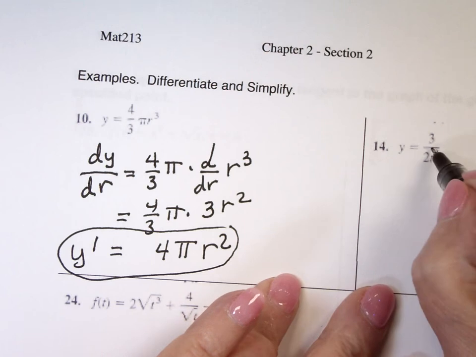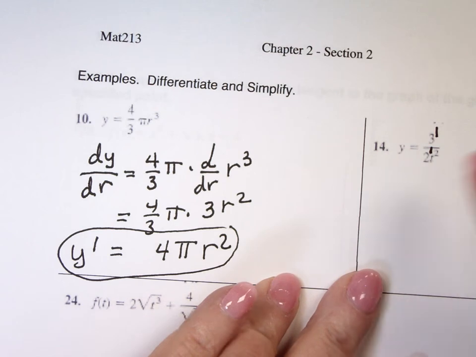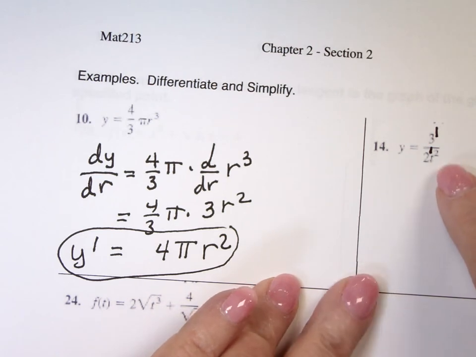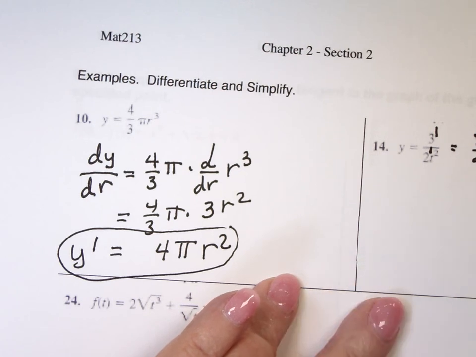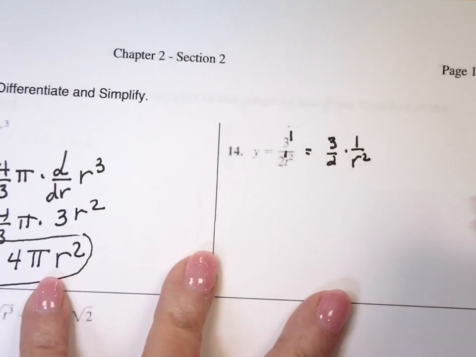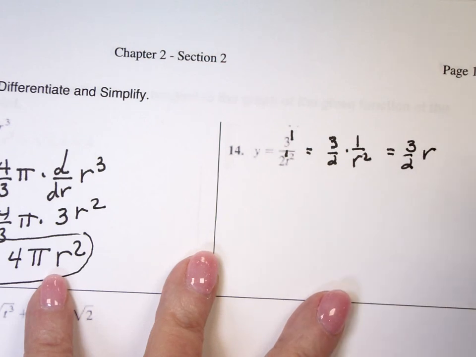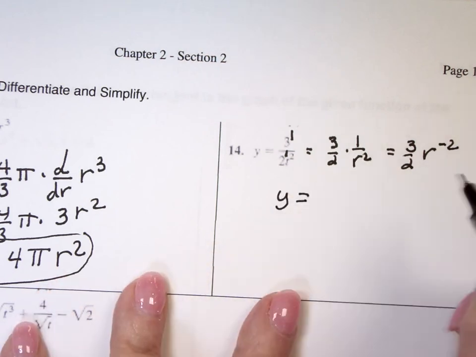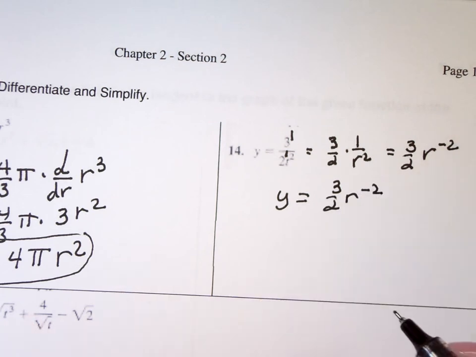Now if you notice, 2 has an exponent of 1, 3 has an exponent of 1. They're positive exponents. I can't use power rule with this guy down here in the denominator. I'm going to have to rewrite him as 3 over 2 times 1 over r squared, which is 3 over 2 r to what power? Negative 2. Now I have a problem I can differentiate. I can use power rule on him.